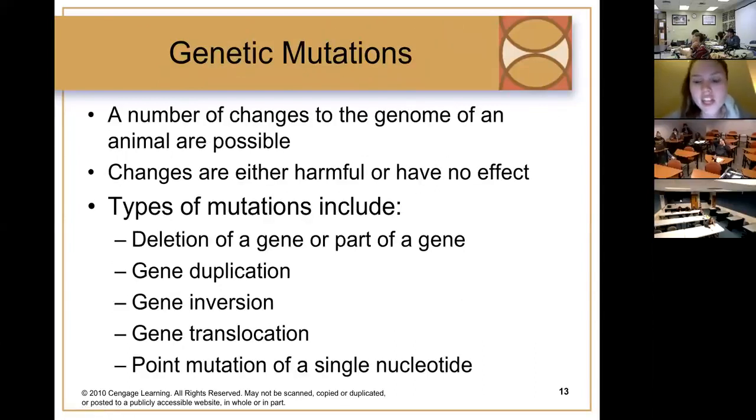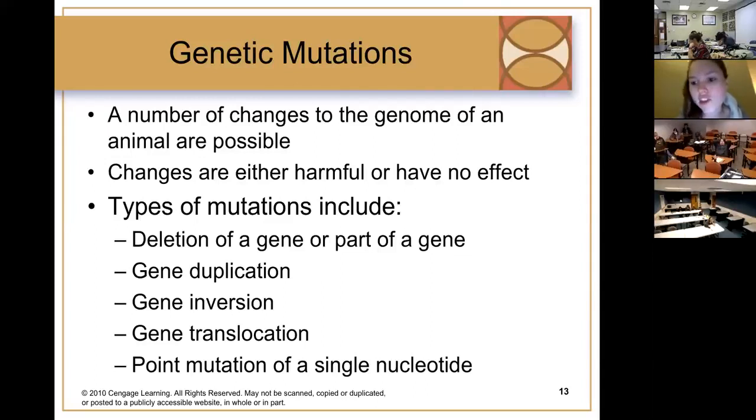So there can be genetic mutations. Genetic mutations basically mean any number of changes to the genome of an animal. Changes can sometimes be really harmful, and sometimes changes actually have no effect. It depends on which gene is involved and what is happening to that gene. There are many different ways mutations can happen. Some of these could be the deletion of a gene entirely, or part of a gene, which is going to cause it to not function properly. If it's not there, then it's really not going to work.